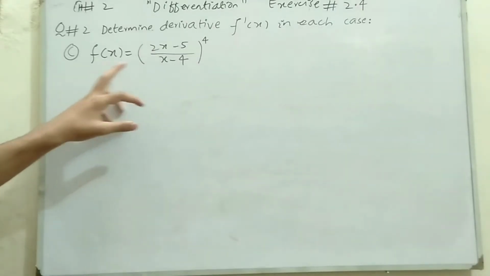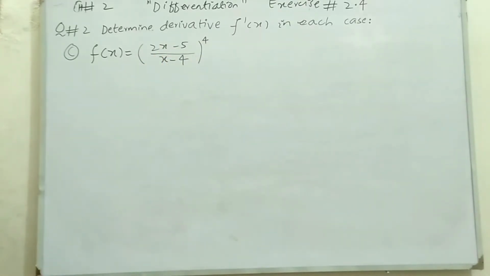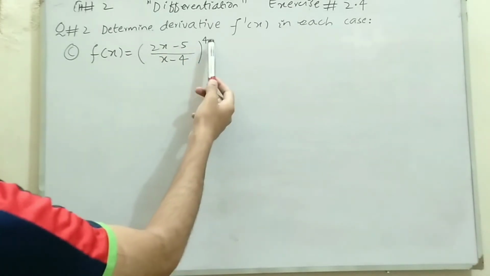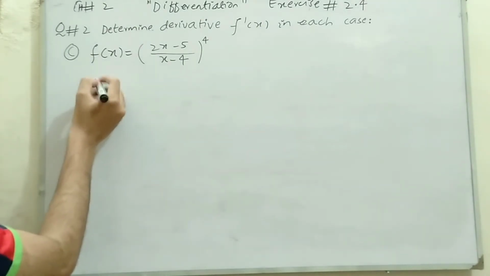A function is given, f of x is equal to 2x minus 5 divided by x minus 4, whole raised to the power 4. Find its derivative. Remember, if we consider this a single function and this is a power of this single function, we will use the generalized power rule. So move towards the solution.